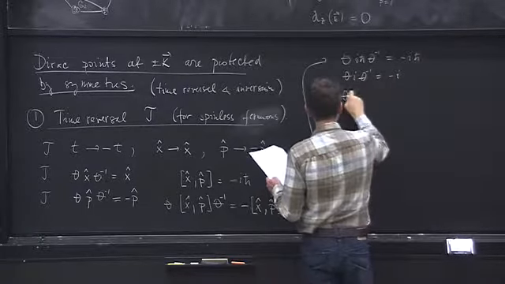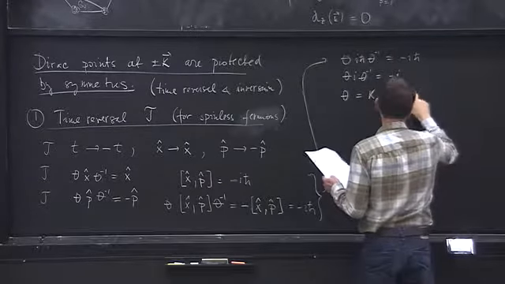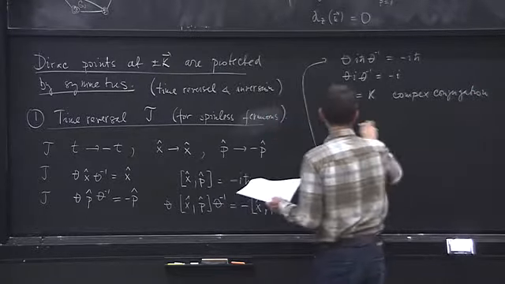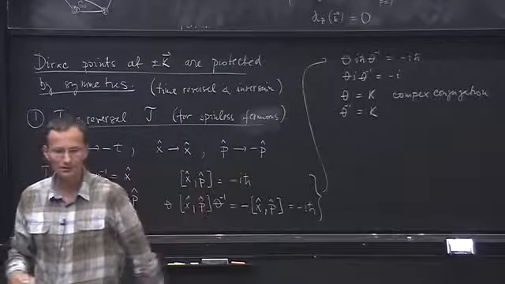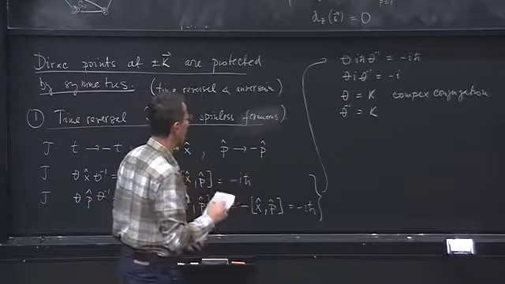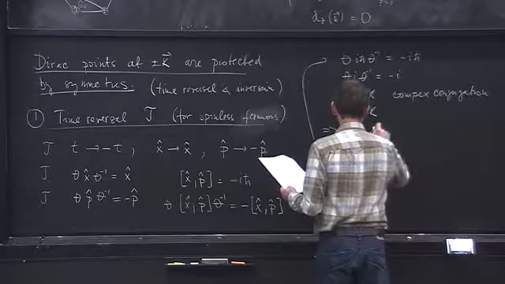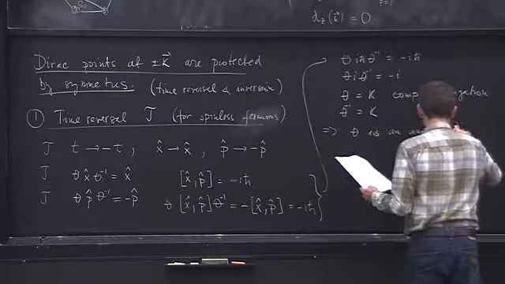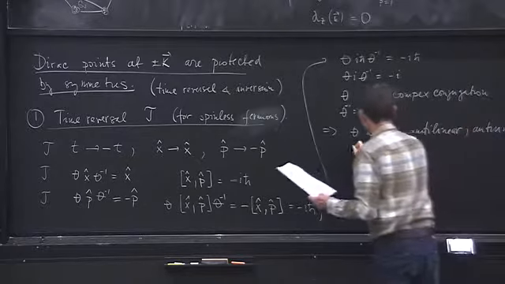And this means that theta can be implemented as K, where K is complex conjugation. And theta inverse is also K, because I want theta inverse theta to be 1. If I complex conjugate something to get back to the initial thing, I have to complex conjugate again. So this is consistent. I conclude from this that theta is an antilinear, anti-unitary operator.